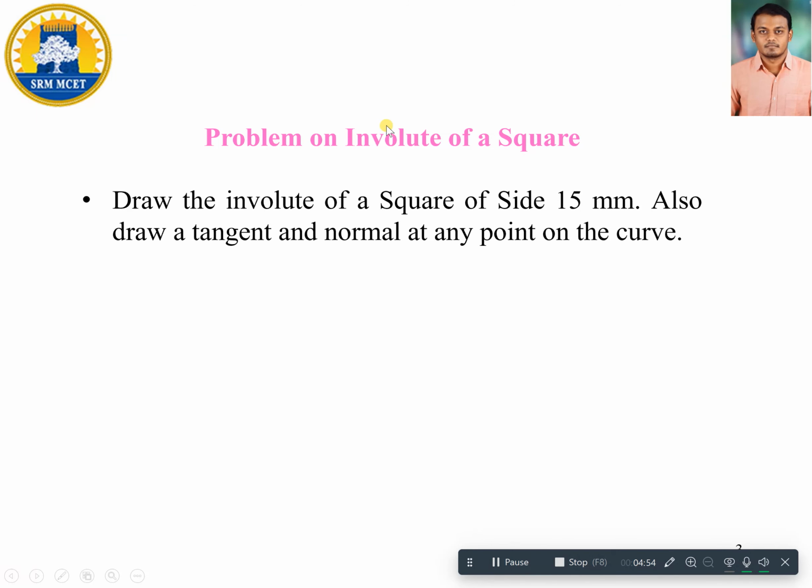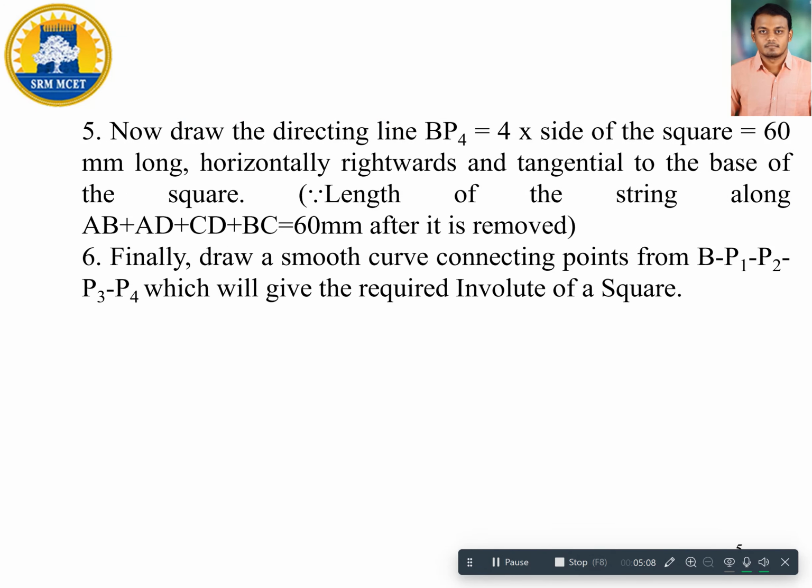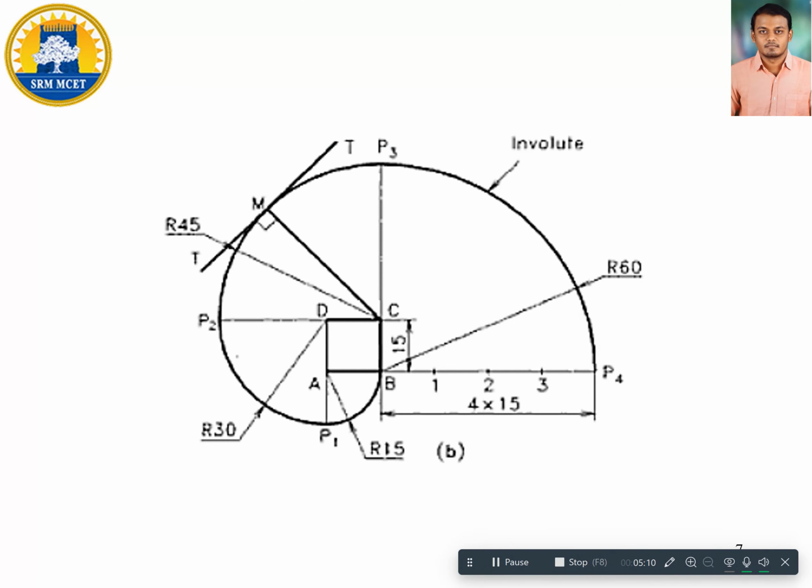Now let us see a problem on involute of a square. Draw the involute of a square of side 15 mm. Also draw a tangent and normal at any point on the curve. So here the detailed procedure is given as I have explained to you. Let us see it later on. Now let us move directly to the problem. So this is the problem. Here the dimension of the square which is given is equal to 15 mm.